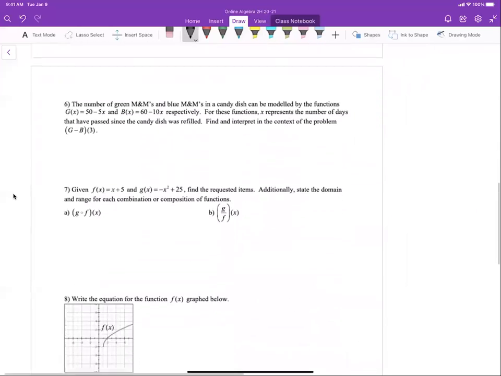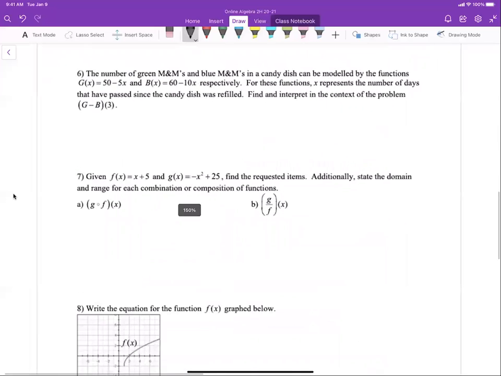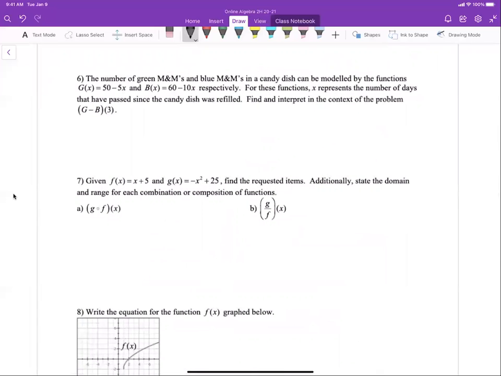All right. Number 6. The number of green M&Ms and blue M&Ms in a candy dish can be modeled by the functions g of x is equal to 50 minus 5x and b of x is 60 minus 10x respectively. For these functions, x represents the number of days that has passed since the candy dish was refilled. Find and interpret in context of the problem g minus b of 3. This is the same as g of 3 minus b of 3.